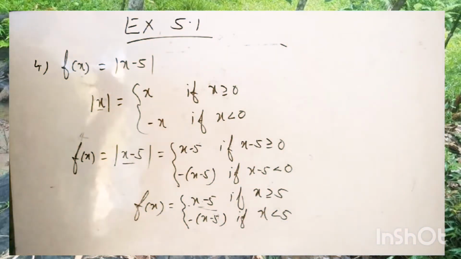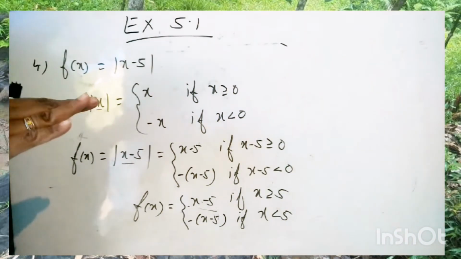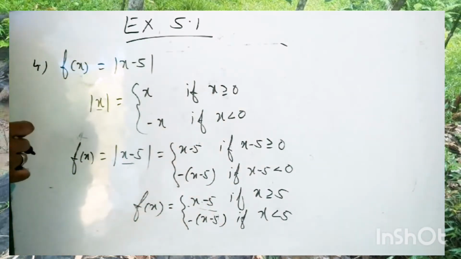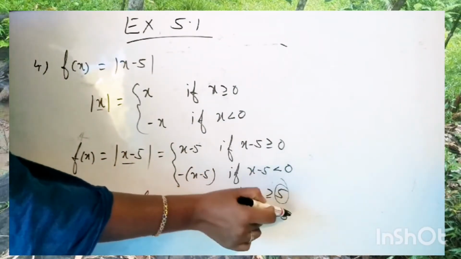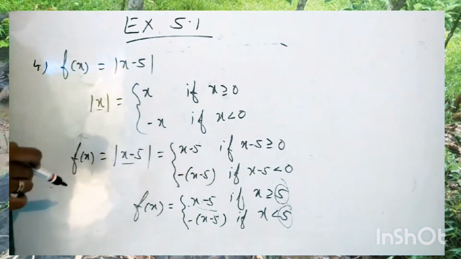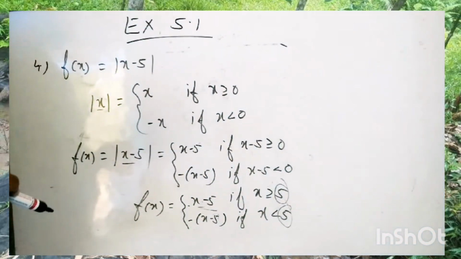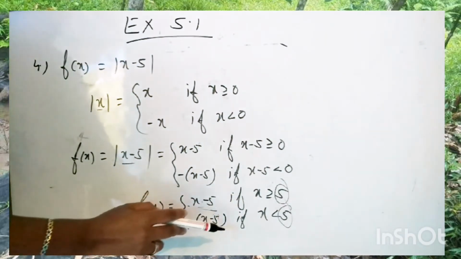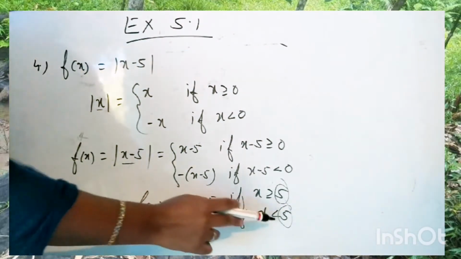Now just listen, children. If you have a breaking, here our function is split into 2, and that breaking point is 5. Here our function is split at x equal to 5, so you need to check the continuity at your splitting point, or your breaking point. Here the breaking point is 5, because our function is split into 2 at x equal to 5, x greater than 5 and x less than 5.